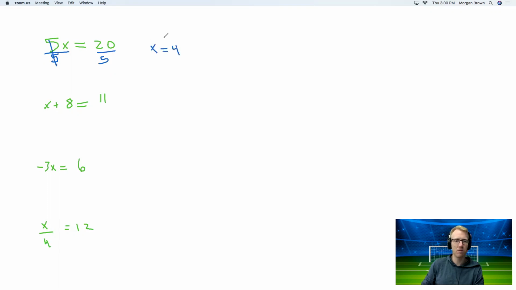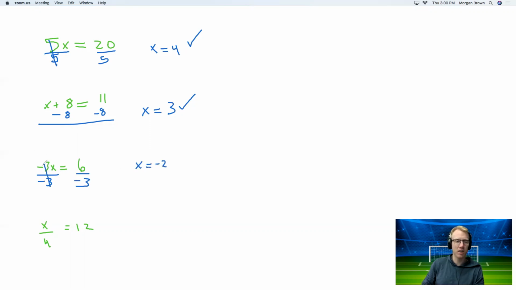Check it. 4 times 5 is 20. Yes. After adding 8, I got 11. So before adding 8, I have to subtract 8 to see what it was, uncover it, reveal the result. And I get a 3. Check it, plug it in. 3 plus 8 is 11. Awesome. Before I multiplied it by negative 3, what was it? Let's find out. Divide both sides by negative 3, cancel, and we get x equals negative 2.